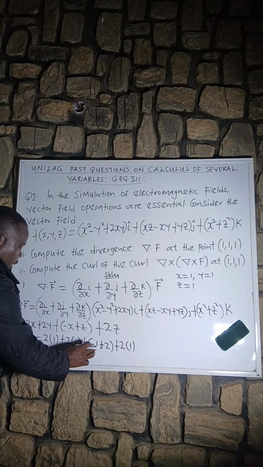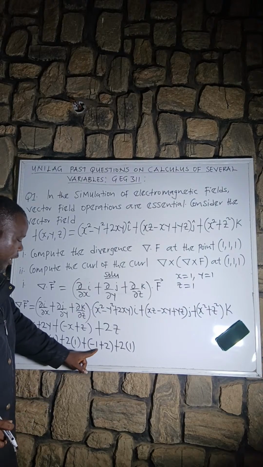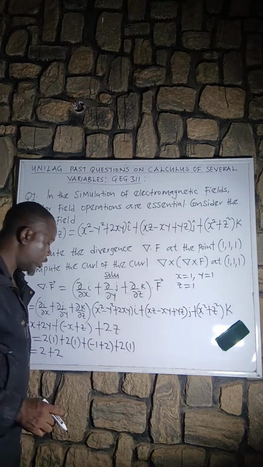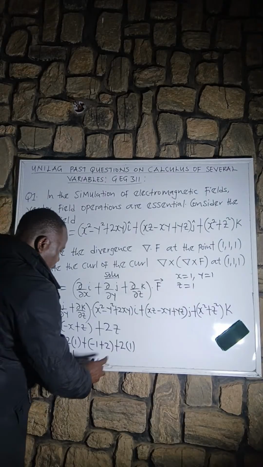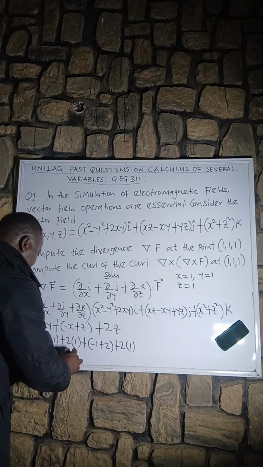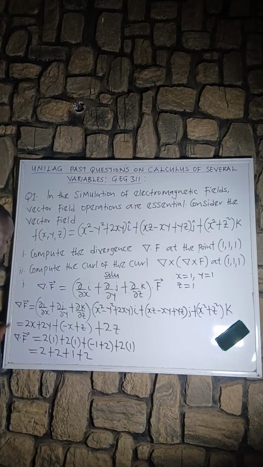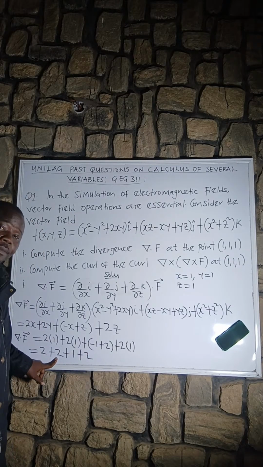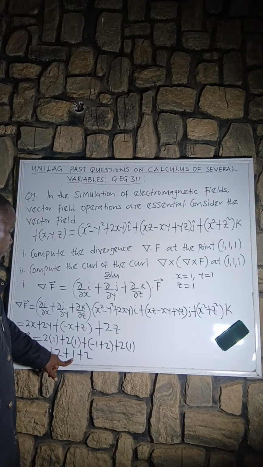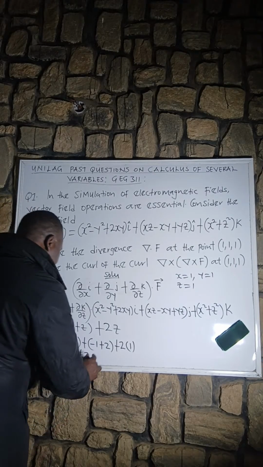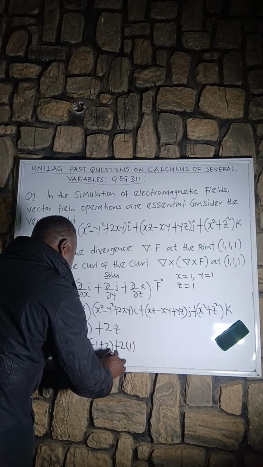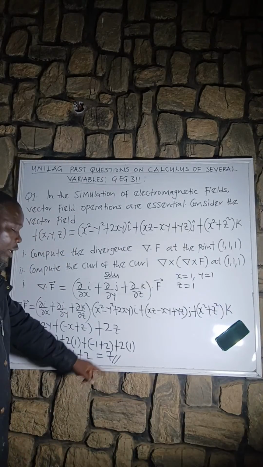Then here, let's consider this bracket first. Minus 1 plus 2 is plus 1. So here is plus 1. Then 2 times 1 is 2. So 2 plus 2, 4. Plus 1, 5. Plus 2 is what? 7, right? So 7 is the final answer.